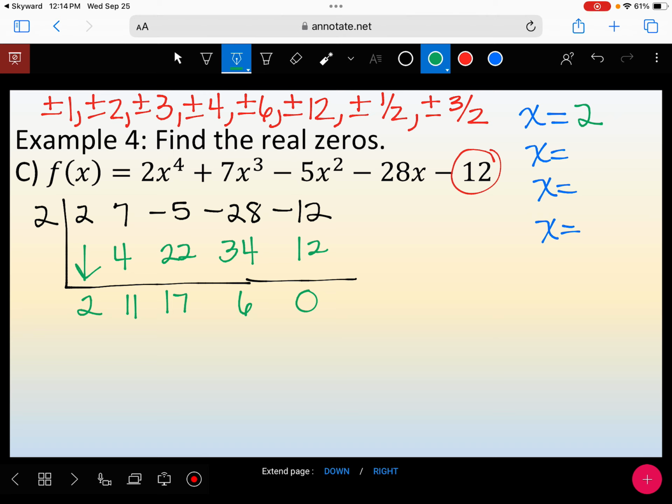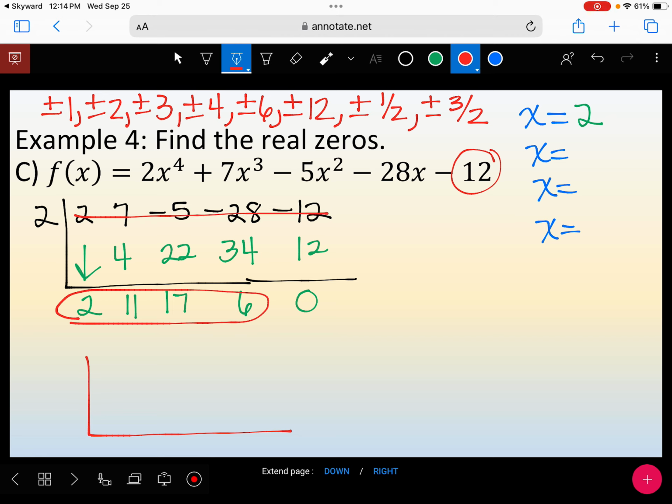All right, so here's the thing. Now that I found one, I'm going to do synthetic division again. But now when I do it, this becomes my new top row. So I'm not going to use these numbers the second time. I'm going to use 2, 11, 17, and 6. Now try -2. So after you find one, your top row changes. Write that in your notes. We don't have to use all 5 numbers. Now we're going from a 4th degree down to a 3rd degree. So go ahead and do synthetic division with -2.